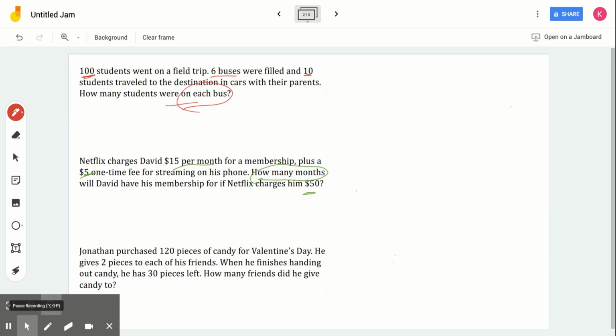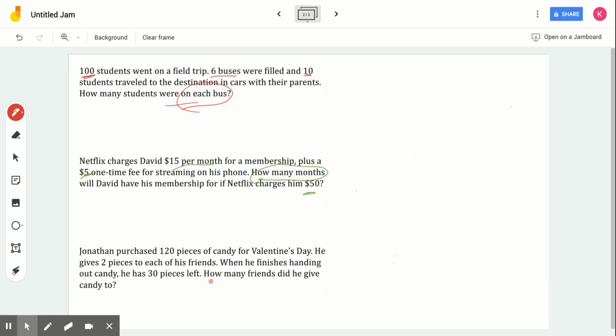Okay, now looking at number 3. Number 3 is also similar to a couple of the problems that we saw the other day. So it says Jonathan purchased 120 pieces of candy for Valentine's Day. He gives 2 pieces to each of his friends. When he finishes handing out candy, he has 30 pieces left. How many friends did he give candy to?